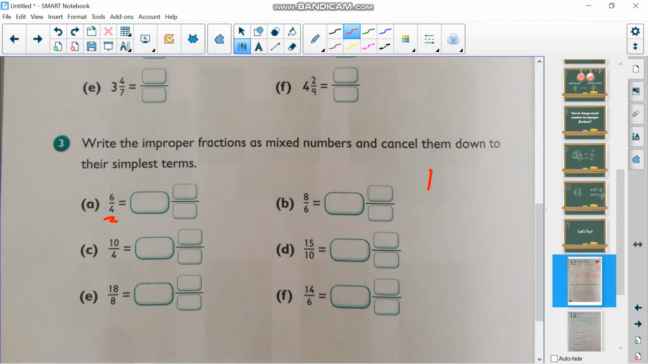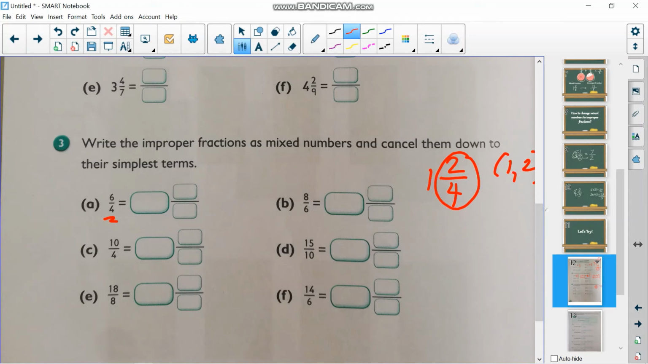Our answer is 1 and 2 quarter. So let's change 2 quarter to its lowest term. First, in getting the lowest term, we have to get the factors of both numerators and denominators. So what are the factors of 2? The factors of 2 is 1 and 2, or 1 times 2.